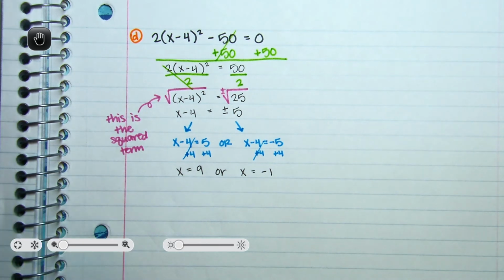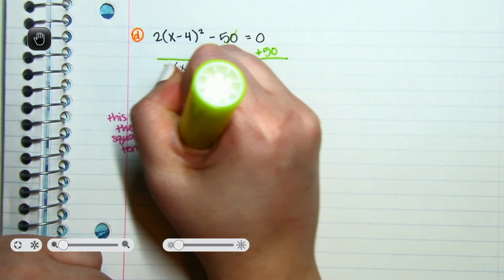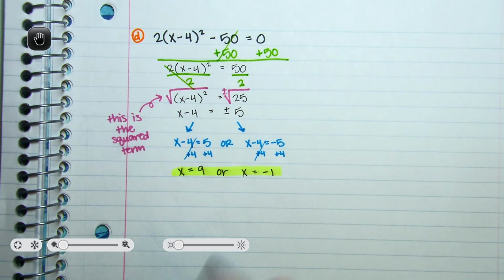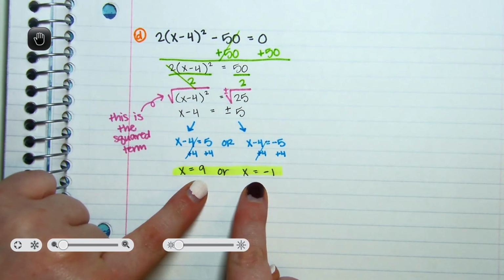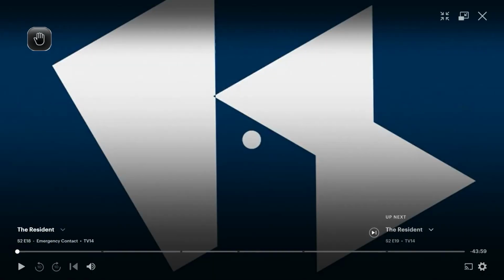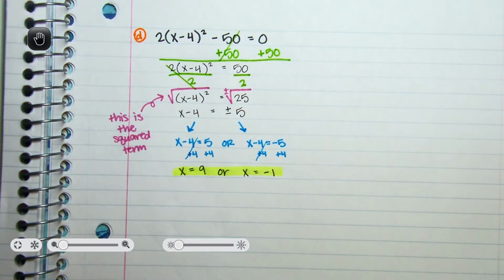Now you can choose to write those in whichever order you prefer. If you had switched these things that I wrote in blue, and then your answer said x equals negative 1 or x equals 9 and they were switched, that's fine, it would still be correct.